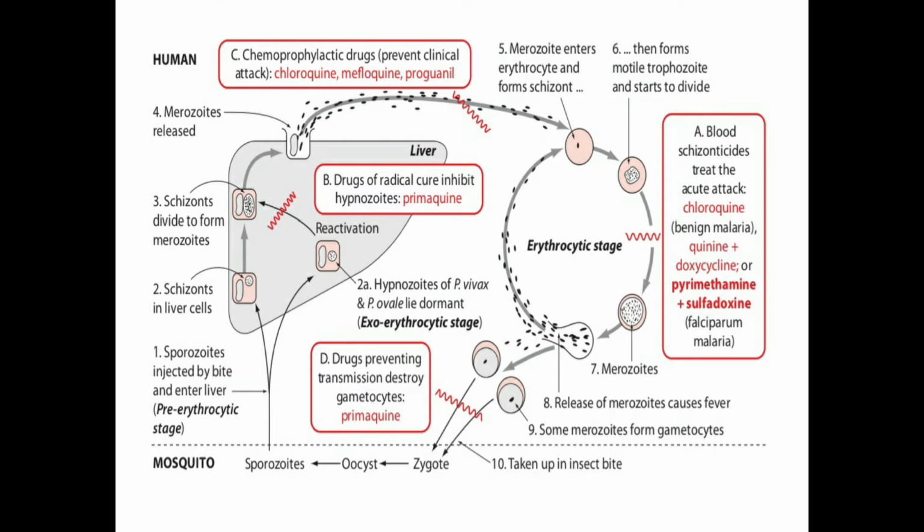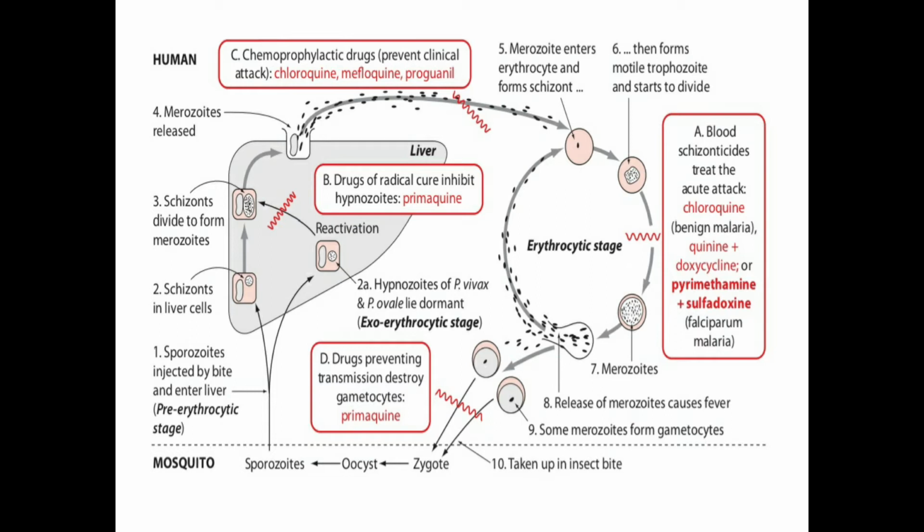And the second class is the drugs of radical cure that inhibit hypnozoites. Drugs such as primaquine can be used to inhibit hypnozoites of Plasmodium vivax as well as Plasmodium ovale, which lie dormant in the liver. Drugs such as chloroquine inhibit the erythrocytic stage of the parasite, whereas primaquine inhibits the exoerythrocytic stage of the parasites.